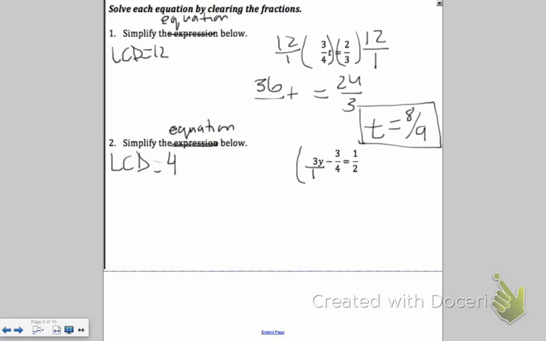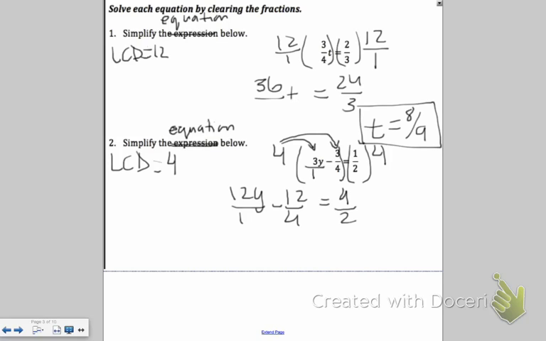So we're going to multiply each side of our equation by the LCD. So one thing to remember is that we have to distribute when we have two or more terms inside our parentheses. So now we have 4 times 3, which is 12y over 1. 4 times negative 3 is negative 12 over 4. And on the right hand side we have 4 times 1 over 2. So now, again, just like in the last example, we can nicely divide these fractions out to give us whole numbers.